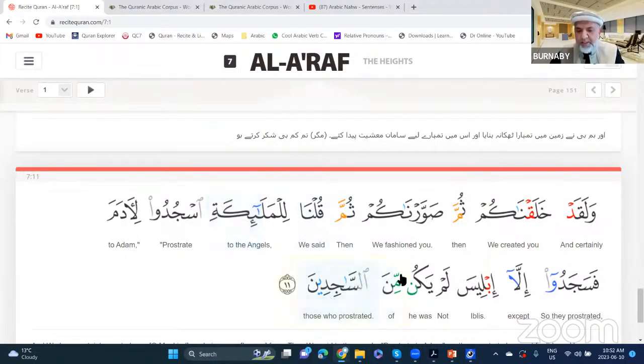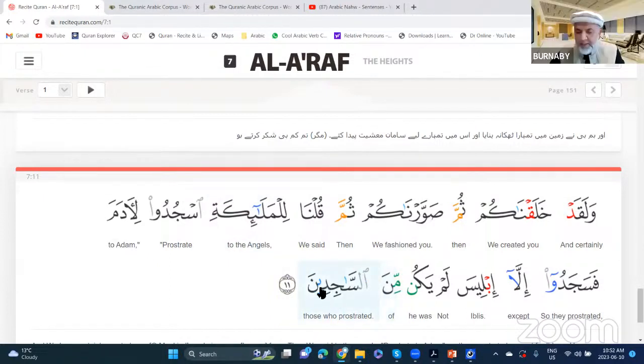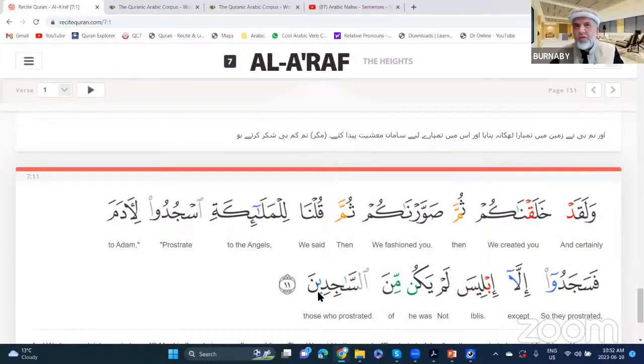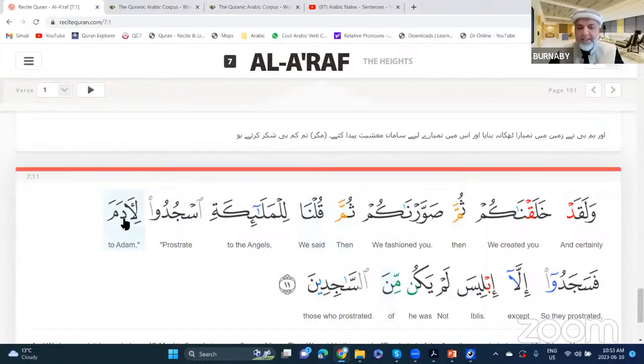Minas sajideen. Is min a harf-e jar? Yes. Is sajideen in the status of jar? Look, sajidun is singular. Sajiduna will be rafa. Sajidina, nasab. Sajidina, jar. Muslimuna, rafa. Muslimina, nasab. Muslimina, jar. As soon as I see harf jar, I'm going to say Muslimina, but now in my mind, I'm using the jar one. Agree?